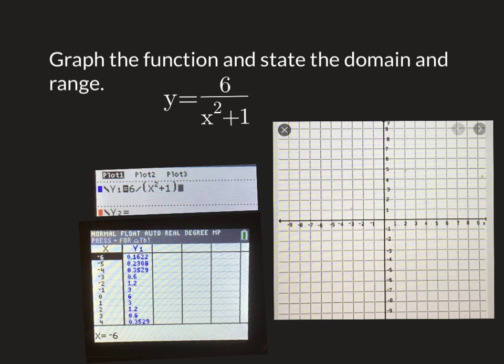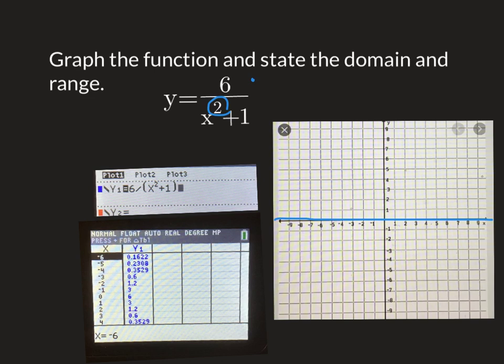In this case, you cannot make the bottom of that fraction 0, because if you square something, it's going to be positive. And if you add a positive number to 1, it's still going to be positive. So there's no way to get 0. That means there's no vertical asymptote at all. Now, because the bottom degree, which is 2, is bigger than the top degree, which is 0, the horizontal asymptote is the x-axis.